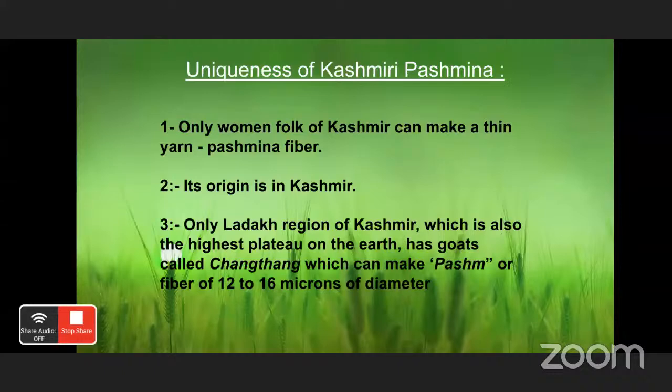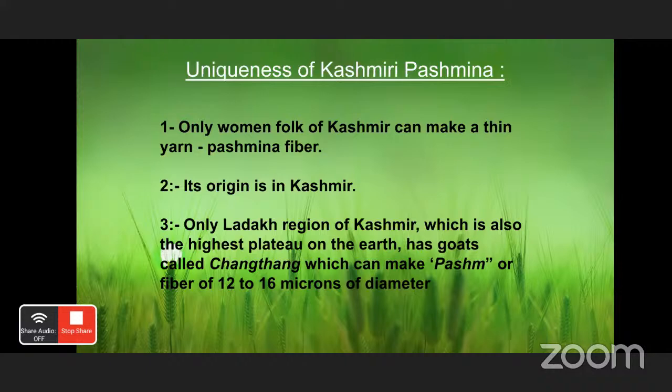So the pashm or the fiber which is extracted from the Changthang goat is very, very fine, that is 12 to 16 micron in diameter. It is only found in Kashmir, only in the Ladakh region of Kashmir will we find this particular goat species. It's unique, and it has a linkage with the geographical area. That means it is found only in the Ladakh region of Kashmir, and only the women folk of Kashmir can make this thin yarn, pashmina fiber. So this is the uniqueness of this particular product.